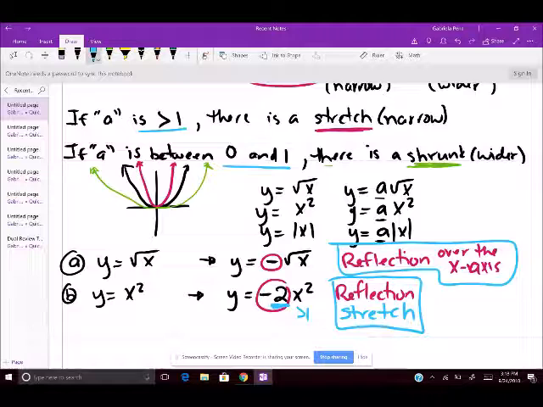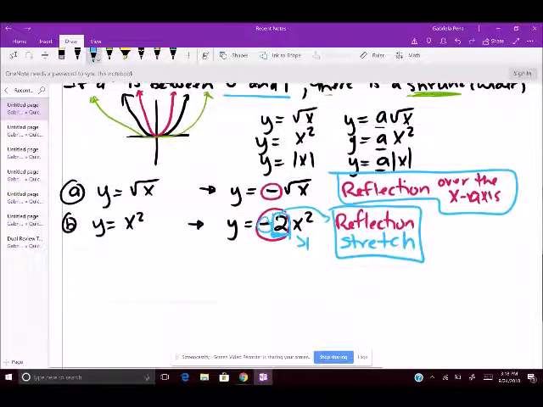That's the answer for A. So once again, the 2, you don't care if it's a negative 2. You're just looking at the 2 because the negative already took care of the reflection. So 2 is greater than 1, so that's why it's a stretch.